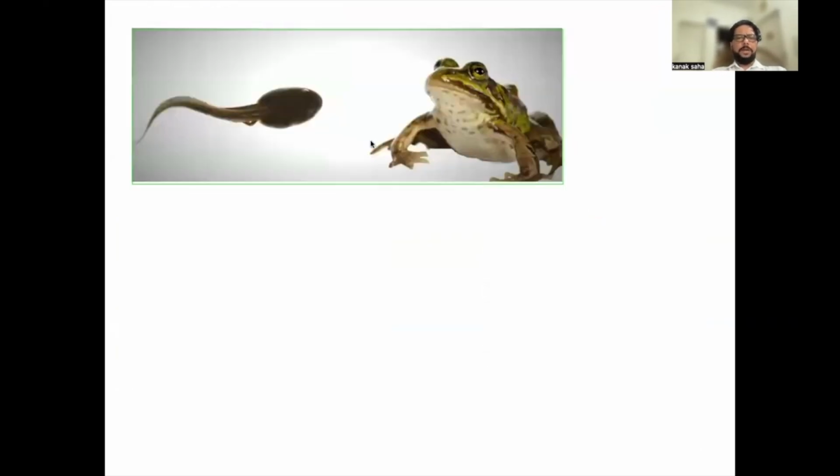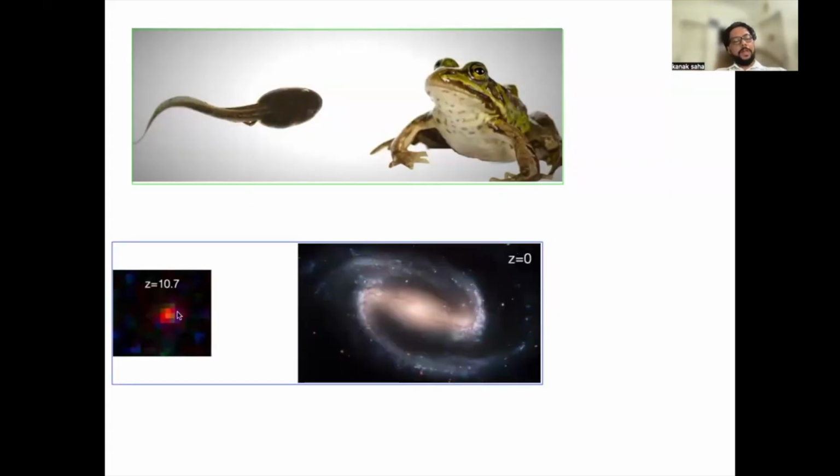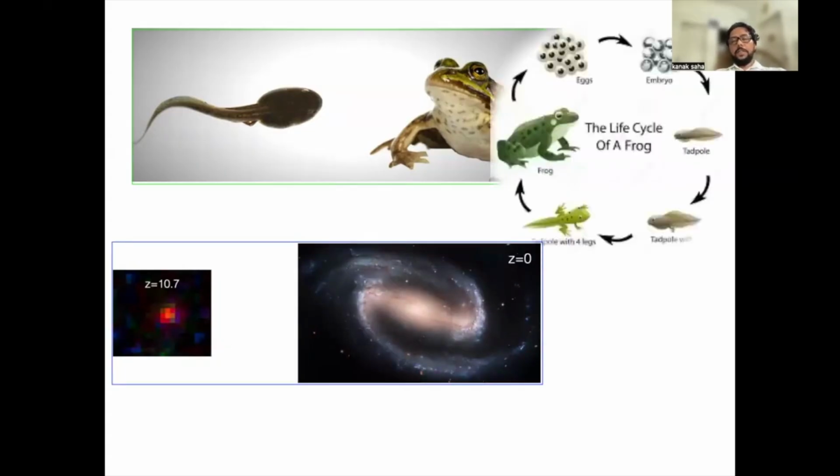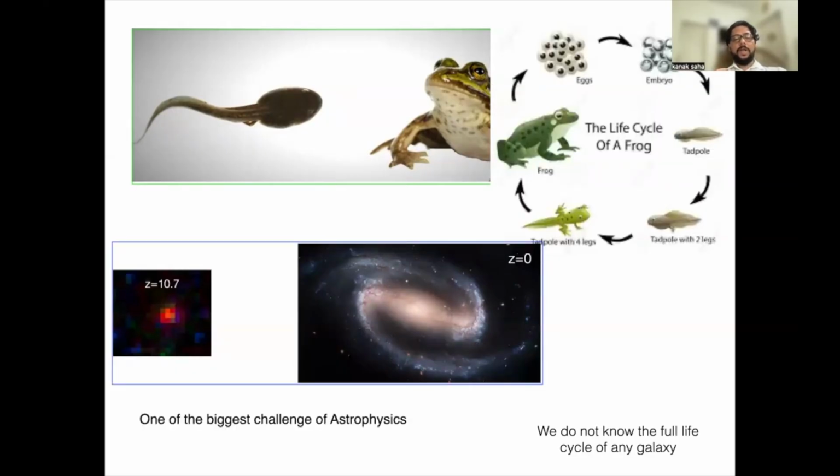I explain this again through this analogy: if you see a tadpole and you see a toad, immediately one would say that this tadpole will grow into a toad. The same analogy applies to a small galaxy. We do not know whether this one will grow into that one. In the case of the tadpole and toad, we know the full life cycle of the frog, so we know for sure. What we don't know is the full life cycle of a galaxy, and that's where it becomes challenging. This is one of the biggest challenges of galaxy formation and evolution in astrophysics.